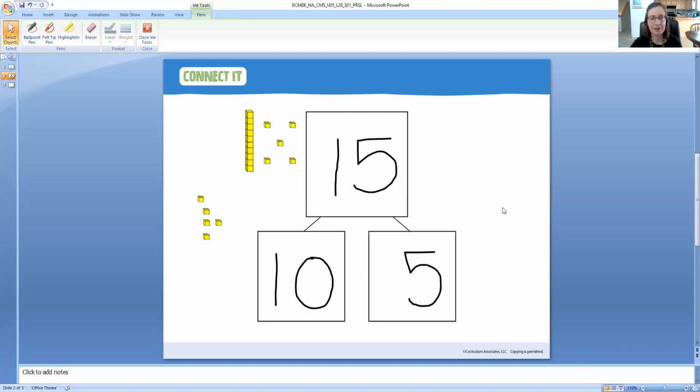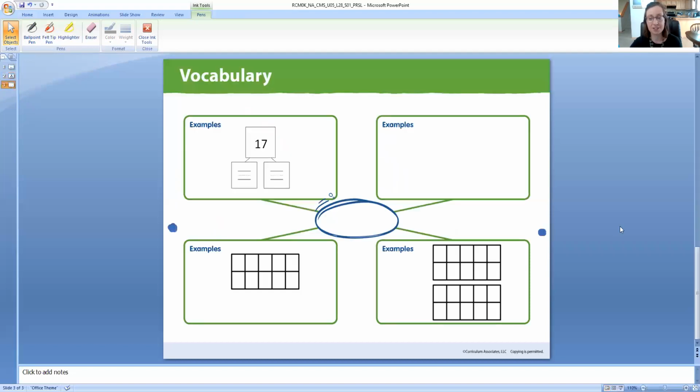Very good job, my friends. I think we're getting the hang of this. The next part is our first page of our green pages. And it wants us to work on the number 17 today. If you want to pick your own number, you totally can. I'm going to use the number 17 today as an example.